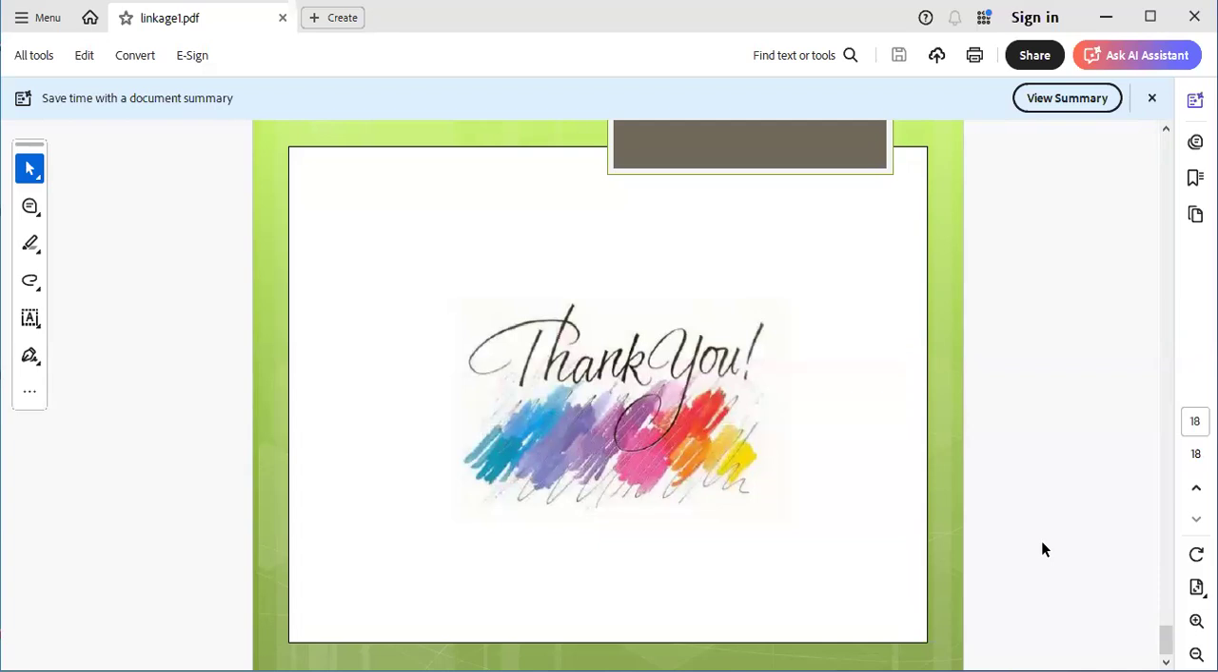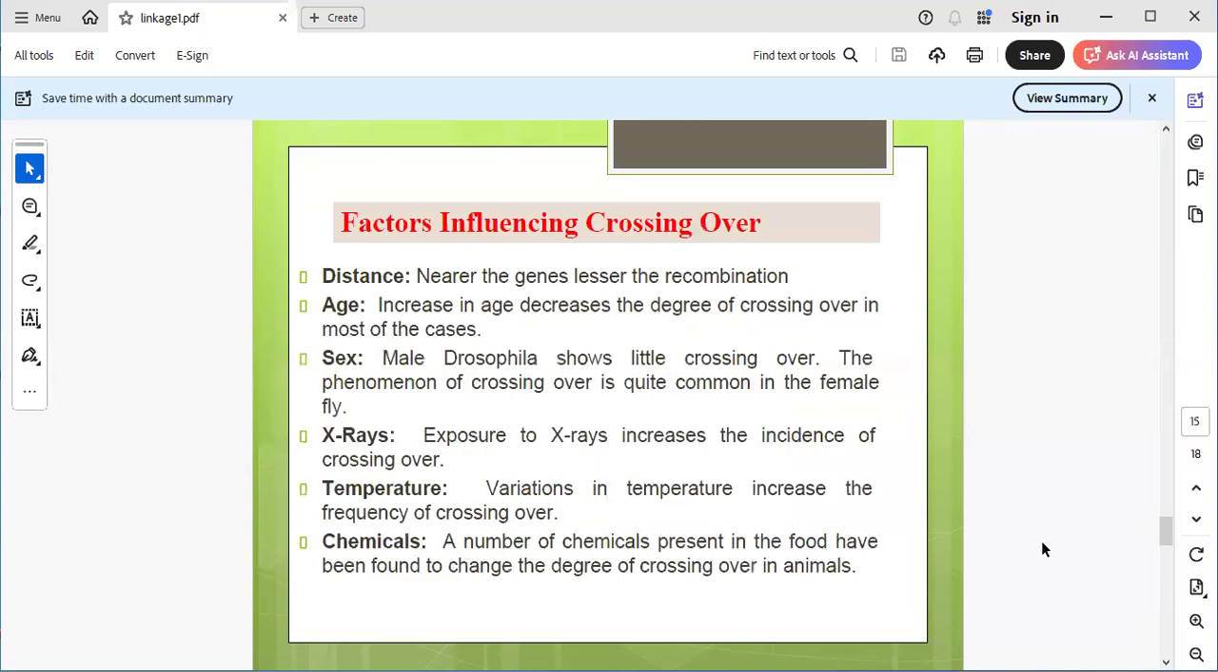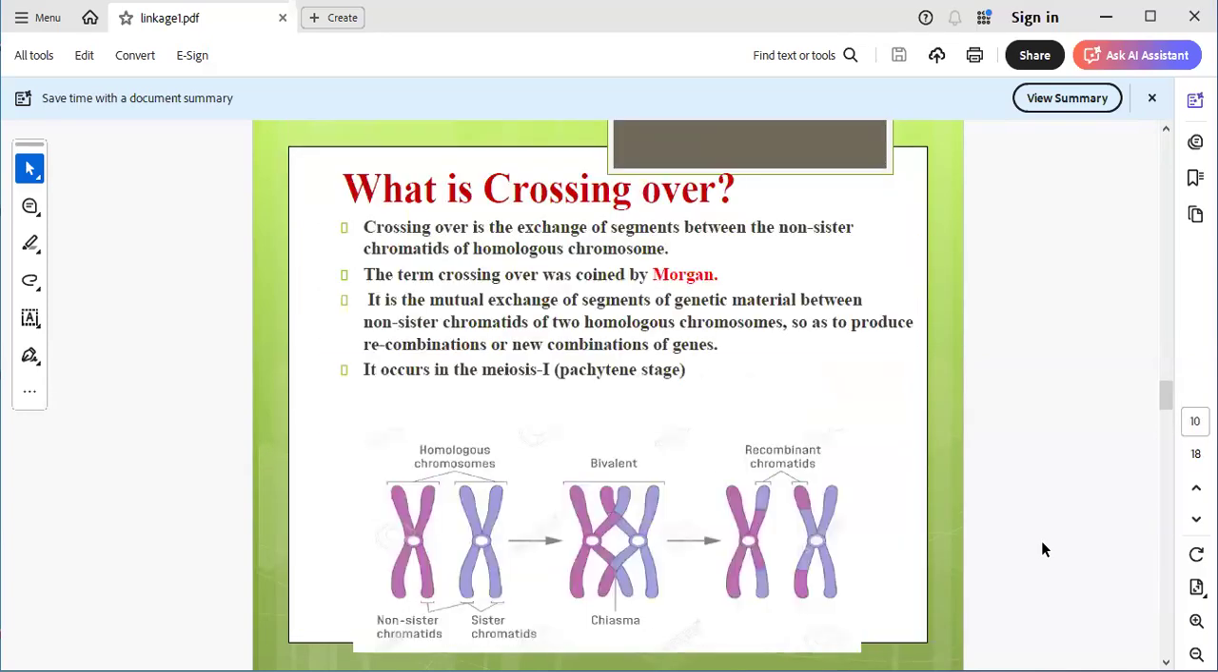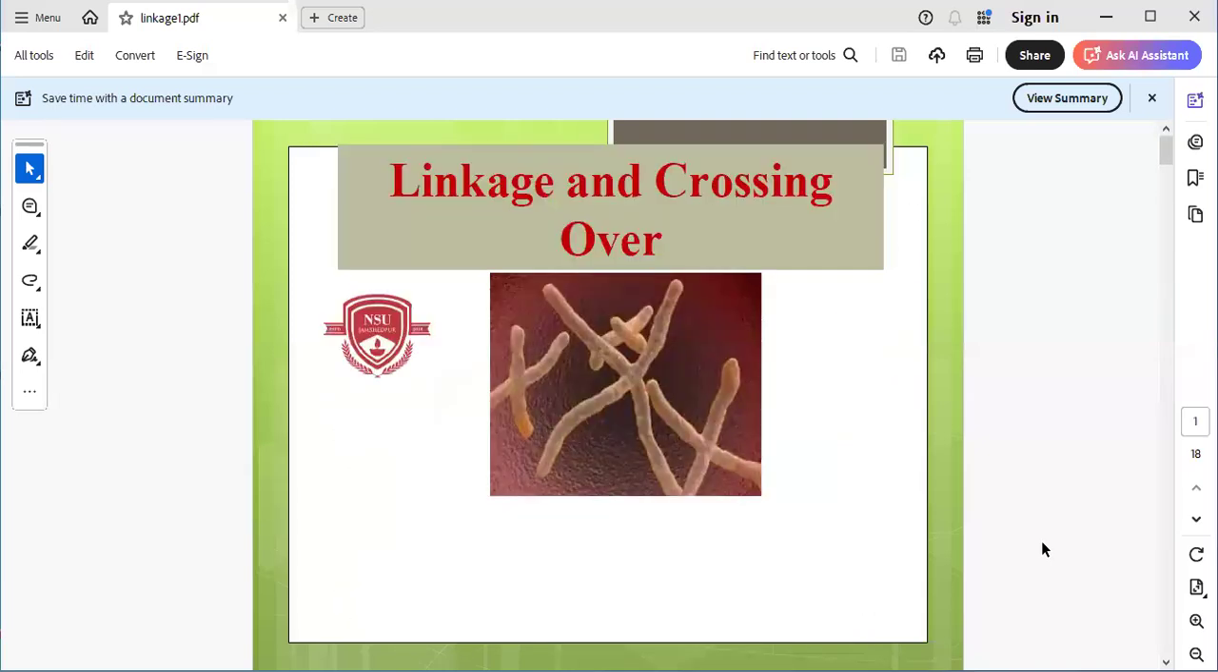Yes, sir. So this is the introduction to the importance and scope of linkage and crossing over. Tomorrow we will explain 2-point test cross and 3-point test cross problems. Is it clear for everything?